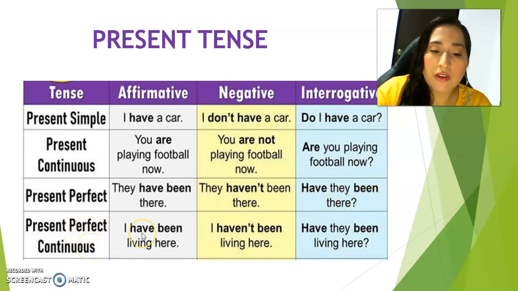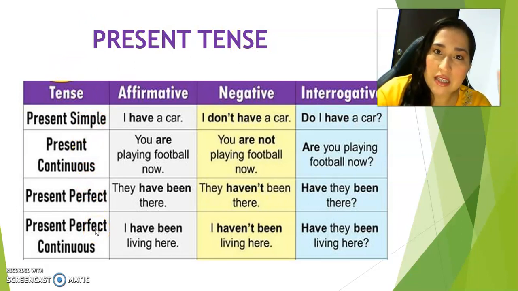Present perfect continuous. In present perfect continuous, we have this expression, have been, and another verb with ing form, because it's continuous. I have been living here. I haven't been living here. Have they been living here? So, those kinds of tenses we can find in present tense. We have 1, 2, 3, and 4.